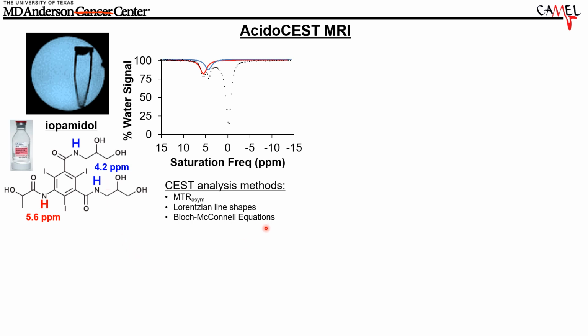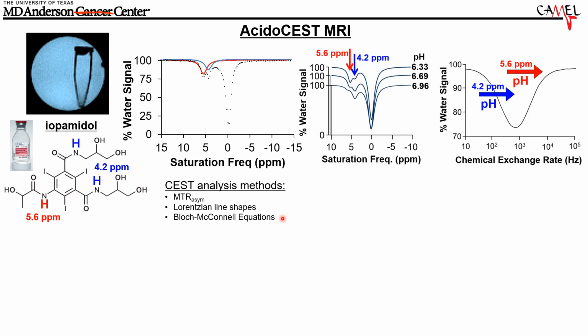There's several ways to analyze acidoCEST MRI or CEST in general. We prefer using the Bloch-McConnell equations to fit to the CEST spectra, which include a term for the chemical exchange rate, which is related to pH.